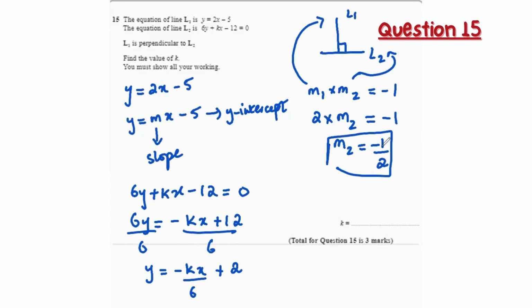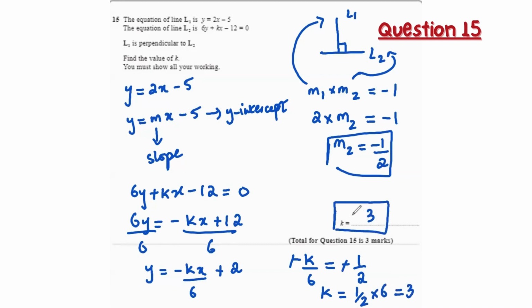Now the gradient over here is -1 over 2. But over here, x has the coefficient of -k over 6. So if you put them equal to each other, the negative signs get cancelled out and we get 1 over 2 times 6, which is 3. So k equals 3. Do not directly assume that k would equal -1 over 2, because once again, the values don't match. It's -k over 6 over here, and the gradient is -1 over 2. So we put them equal to each other, and that would give us the value of k as 3.